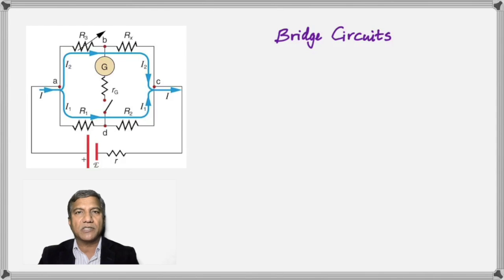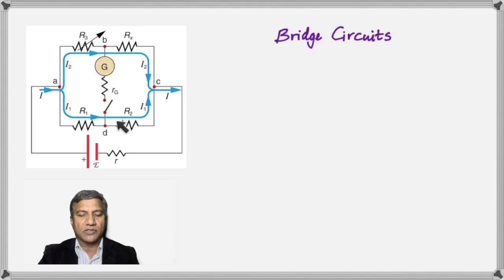Essentially, what a bridge circuit is, 4 resistances are connected as shown in the diagram. And the arrow here shows that that's a variable resistance. You can change it. And then a galvanometer is connected with a switch.